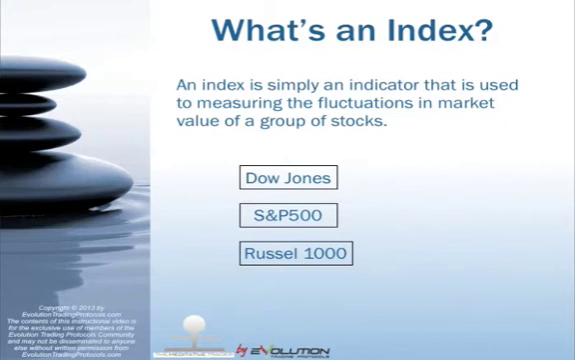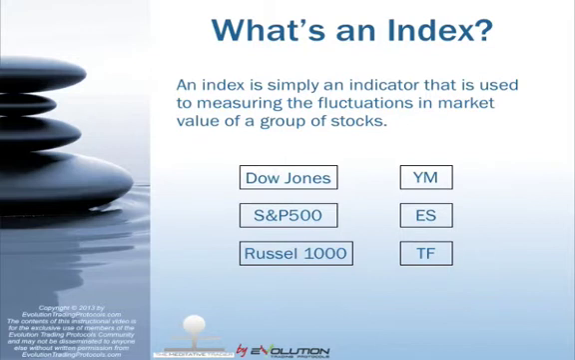Those indexes also have futures contracts that are identified by letter symbols. For instance, the futures contract symbol for the Dow is YM. For the S&P, we use the ES, and the Russell is known as the TF.